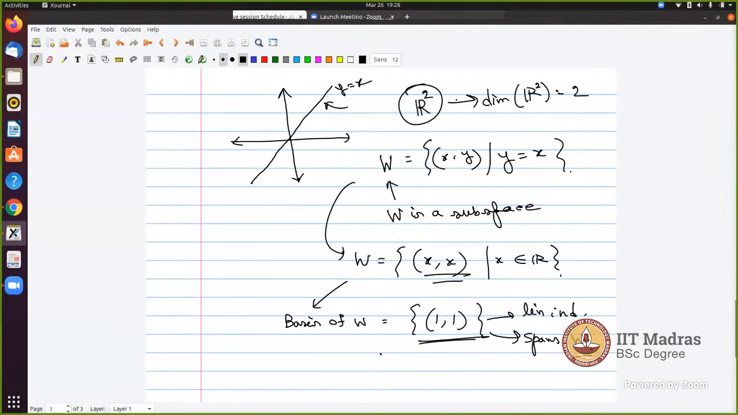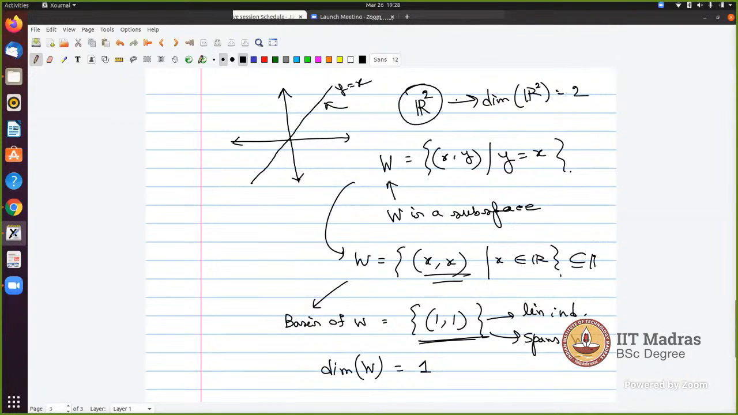What is the cardinality of this basis? It is 1. So what is the dimension of W? It's 1. It means the dimension is the cardinality of the basis of the vector space. Now understand, this set is inside R2.